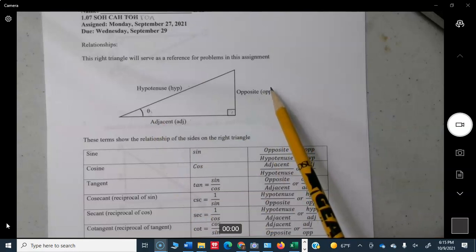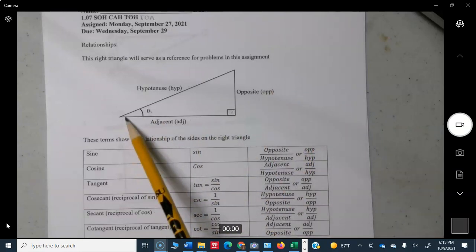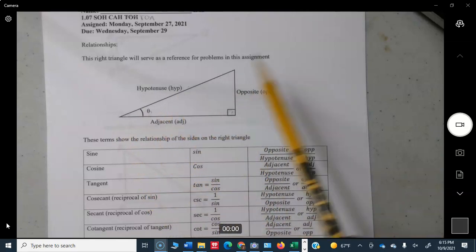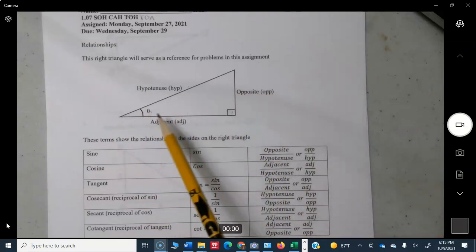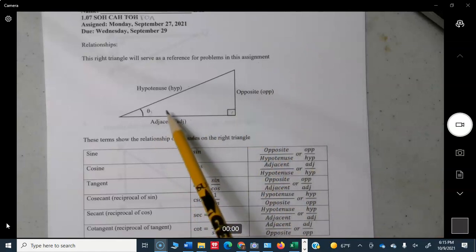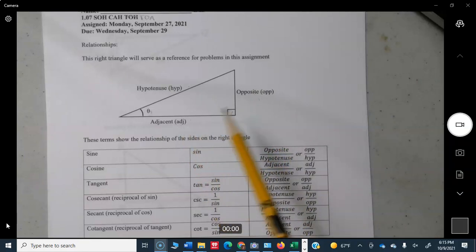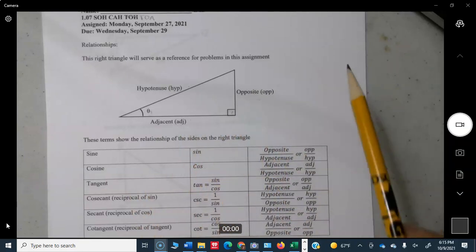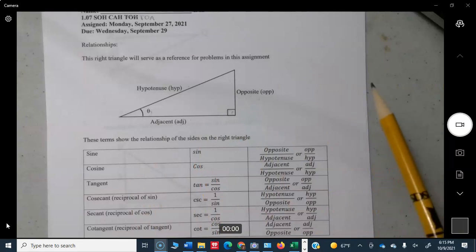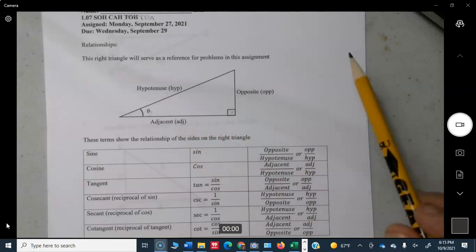So first of all, in a right triangle, the longest side is always called the hypotenuse. Now the other two sides, when we were doing the Pythagorean theorem, a squared plus b squared equals c squared, it didn't matter which side you called a and which side you called b. You could call either one a or b, and a squared plus b squared would equal c squared. It had to be the hypotenuse.